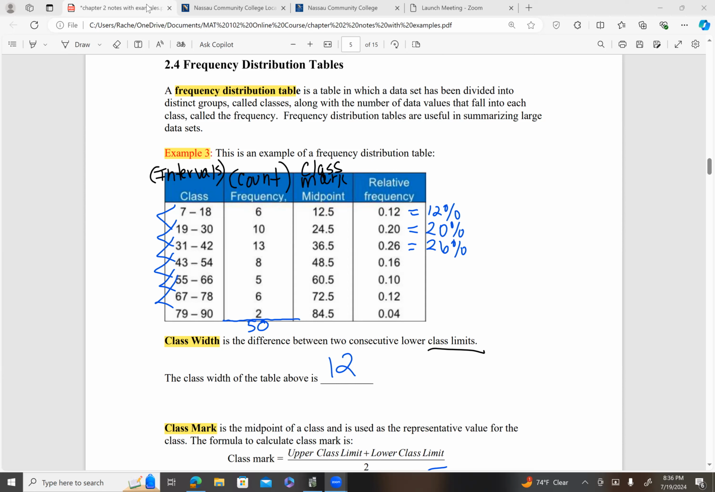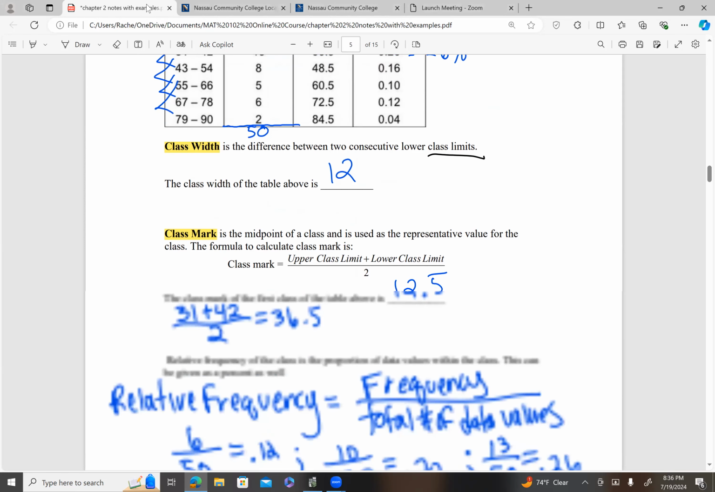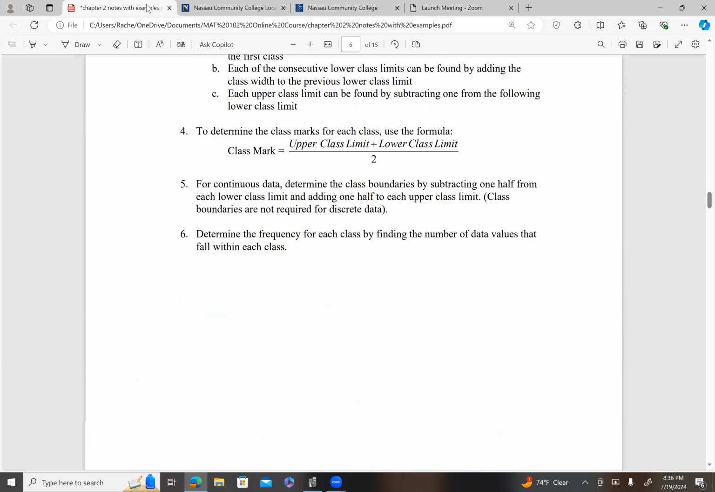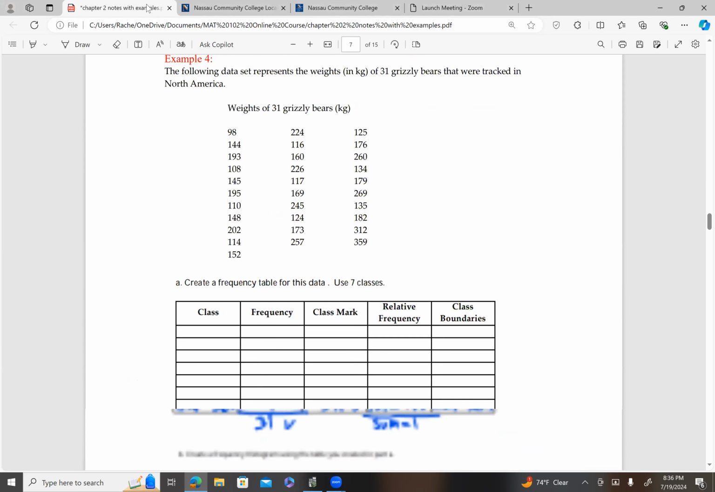I went over class mark, which is the midpoint of the class. And then I also talked about relative frequency, which is just rewriting the count or the frequency as a decimal or a percent. So it's a proportion. So let's move on to example 4.